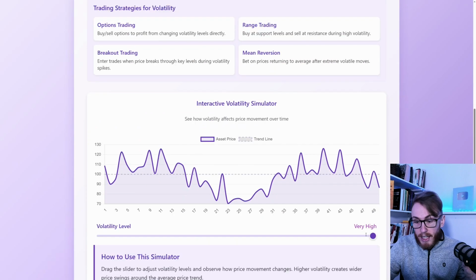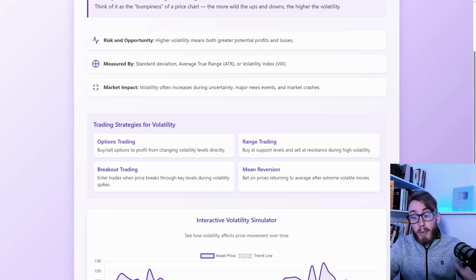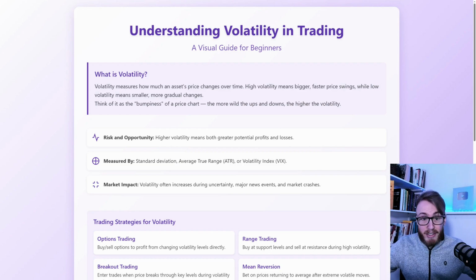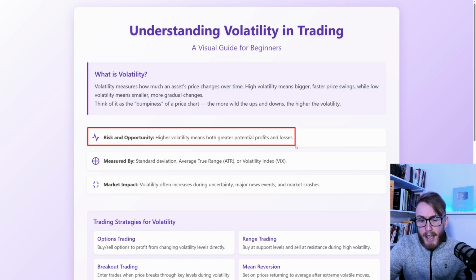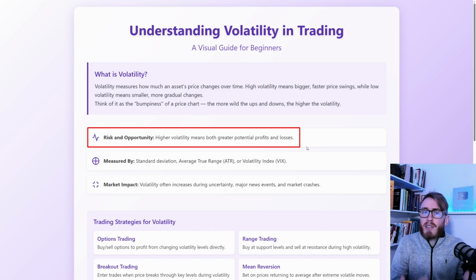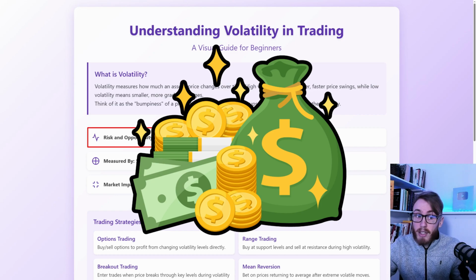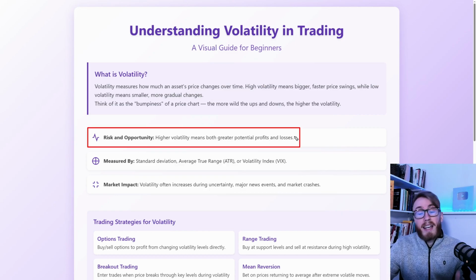And we will very soon take a look at this interactive tool down here that I hope will help you guys clarify your understanding of volatility. But first, what does high and low volatility mean? Well, some people see volatility as a risk, but at the same time, high volatility is also opportunity, especially if you are more on the trading side. If you're a long-term investor, then low volatility can feel much better. But if you're trading, higher volatility means, of course, both greater potential for profit, but also for losses.